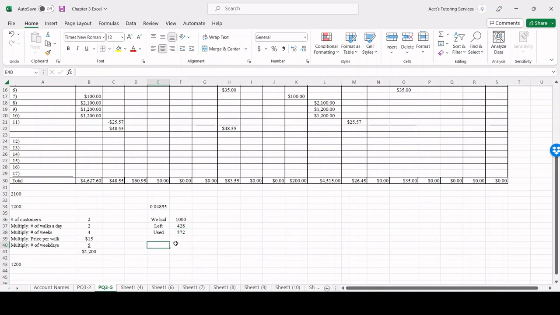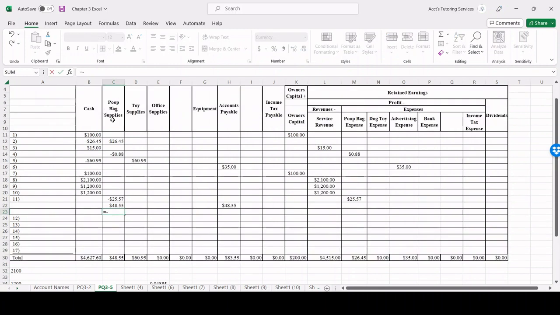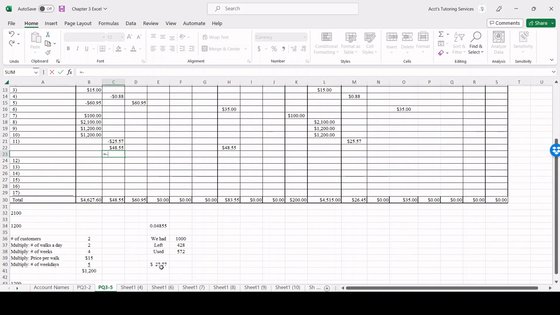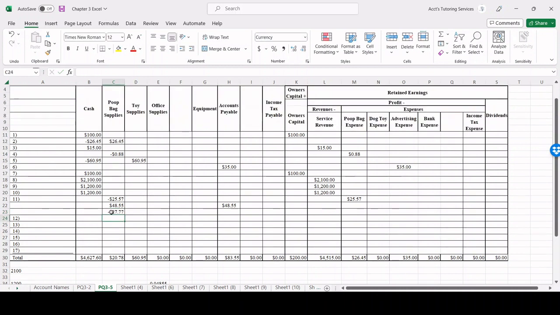In this case, we're going to simply take the amount of bags that we used up and multiply it by the cost per bag. So this gives us 27.77. So now our poop bag supplies is going to decrease by 27.77. And this is also going to increase our expense as well by the same number.